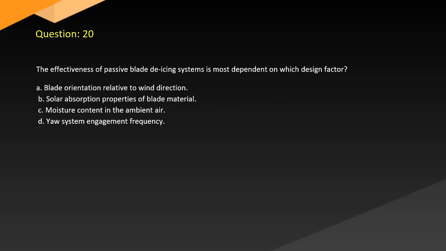Question 20. The effectiveness of passive blade de-icing systems is most dependent on which design factor? A. Blade orientation relative to wind direction. B. Solar absorption properties of blade material. C. Moisture content in the ambient air. D. Yaw system engagement frequency.